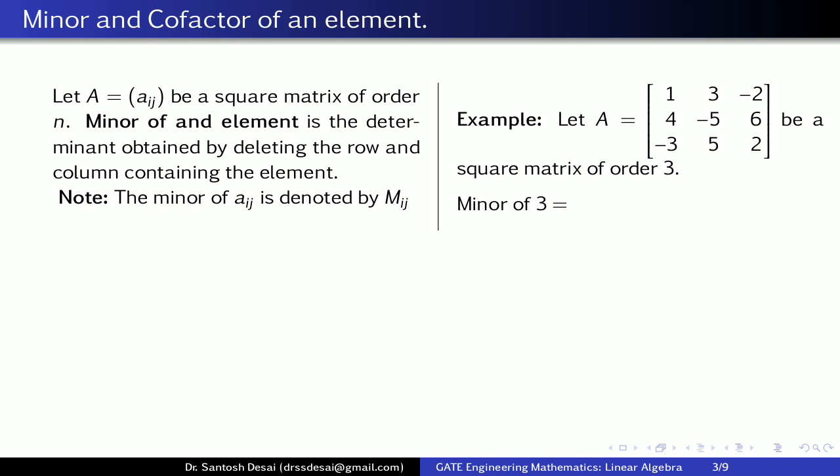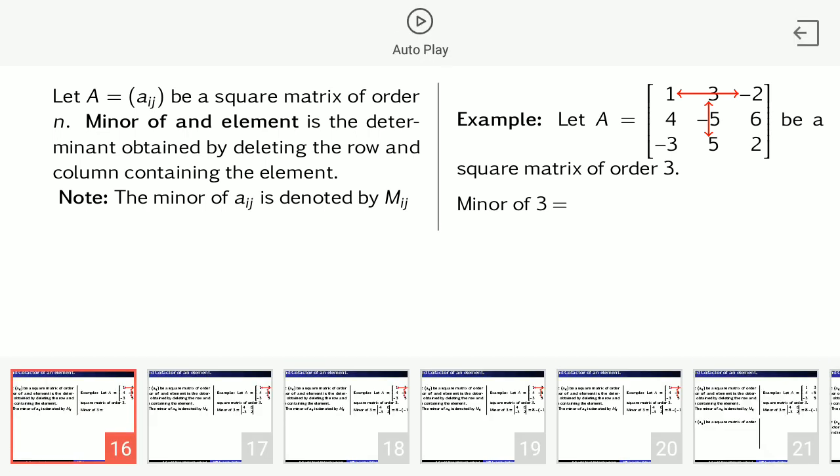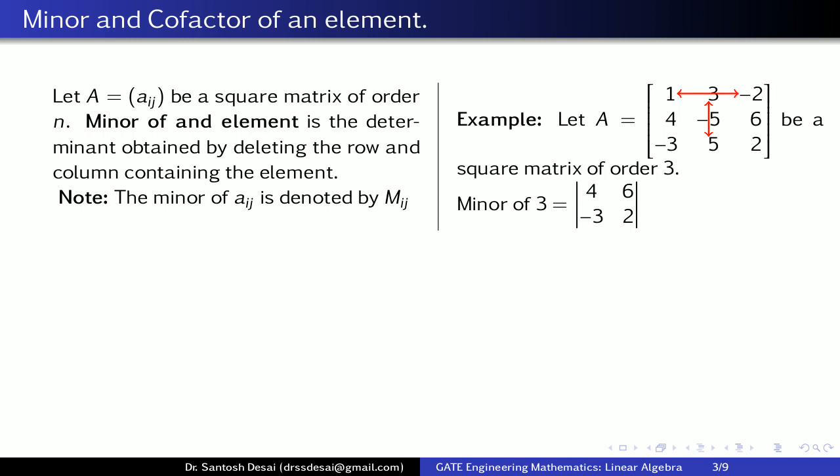The definition tells us that we have to delete the row and column first and take the remaining as a determinant. Here I delete the first row and second column, and therefore minor of 3 is equal to a determinant of order 2, that is 4×6 minus 3×2, and simplifying I will get 26. So minor of 3 is equal to 26.